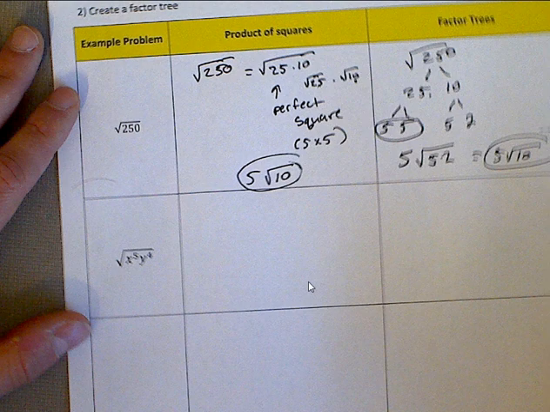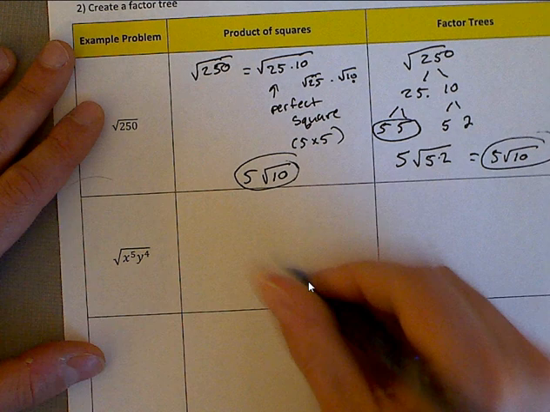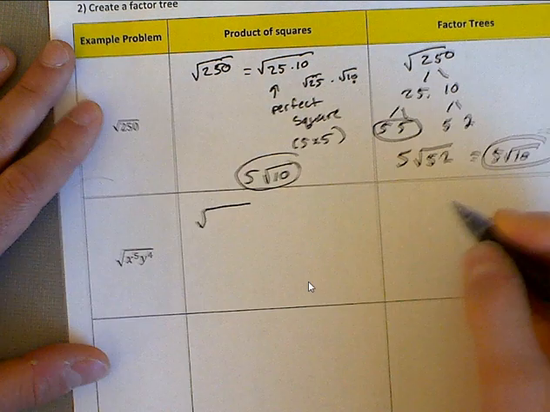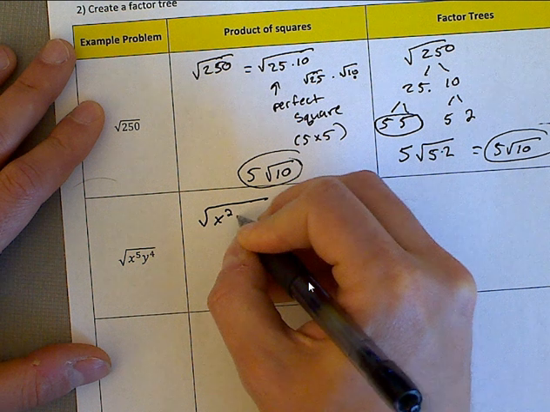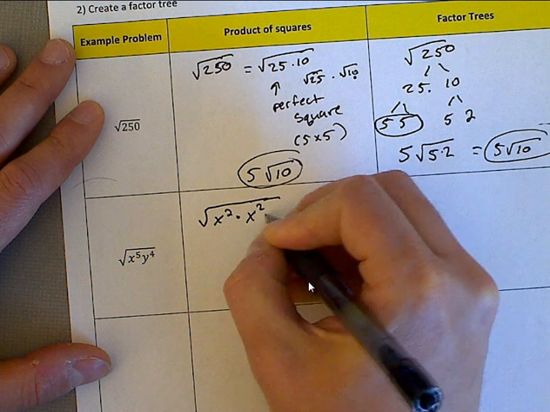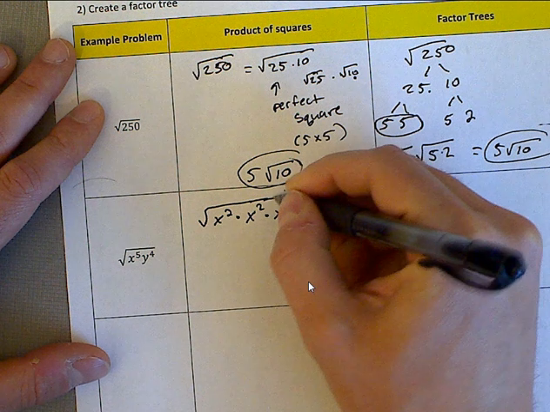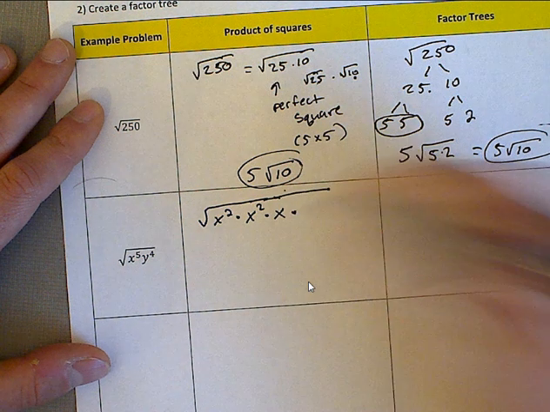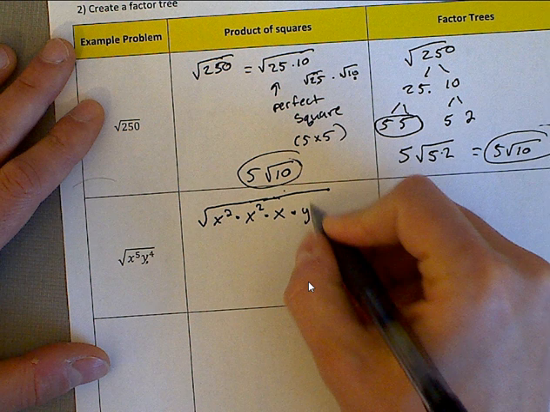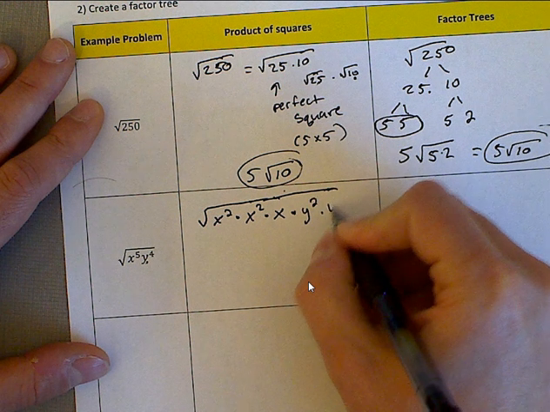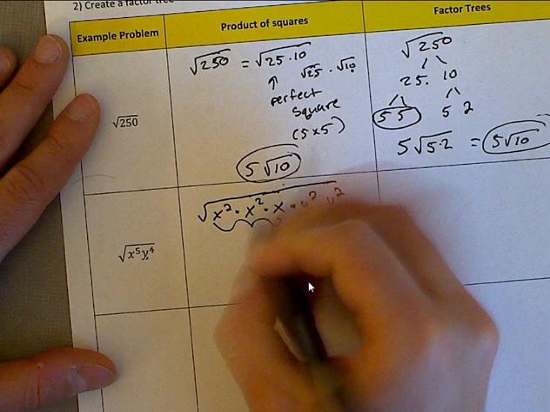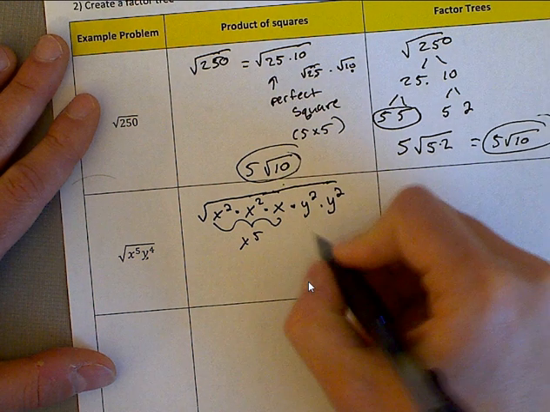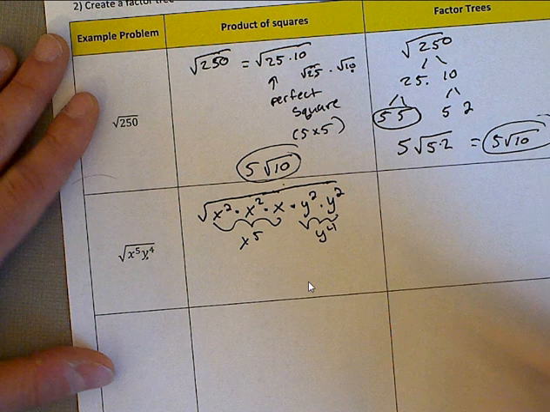So in this case, when you have the square root of x to the 5th and y to the 4th, you can break up x to the 5th as x squared times x squared times x, and then same thing with the y to the 4th, you can look at it as y squared times y squared. And of course these three x's are going to multiply back to x to the 5th, and then this is going to multiply back to y to the 4th.